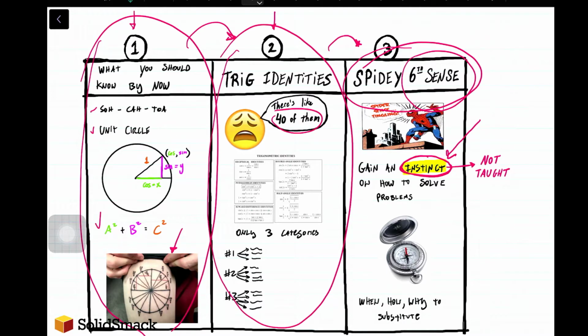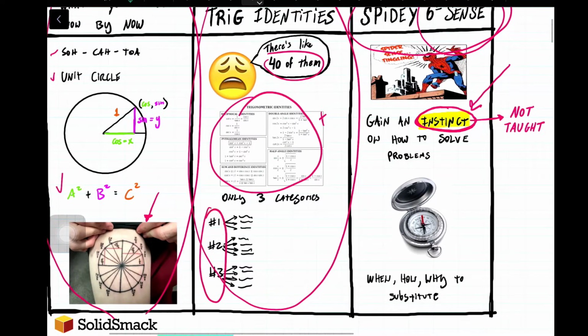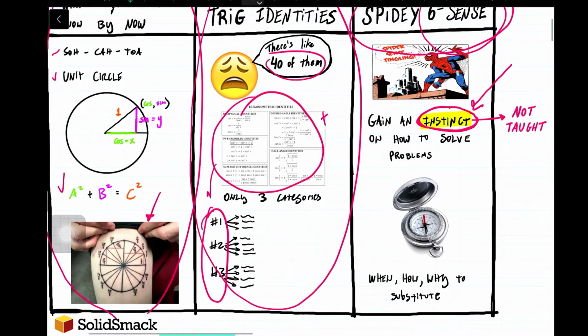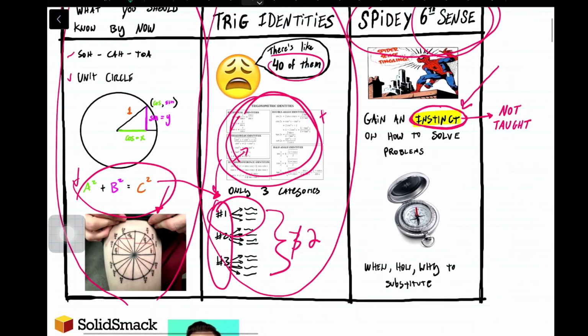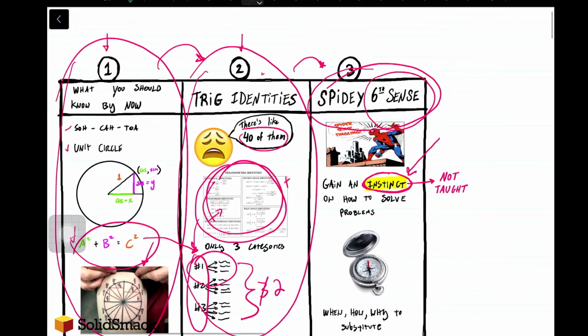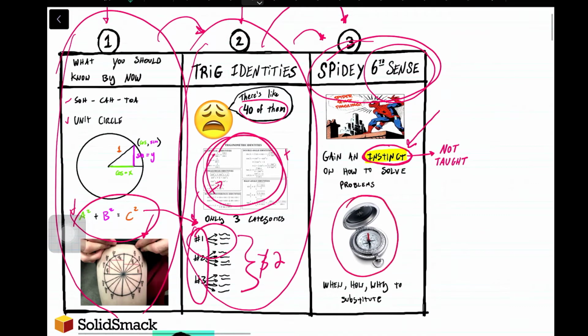I don't know about you, but I was stressed when they first showed me all these trig identities, plus more of them. But I have some good news for you. There are only 3 categories that they all come from. One of these categories you already know: the Pythagorean Theorem. So I'm going to teach you what these 3 categories are, actually 2. From there, you're going to be able to remember all these trig identities a lot better. Once we understand that, we're going to bridge the gap and go to step 3 and gain that spidey sense. I'm going to give you a compass, something that's going to guide you along the journey and teach you how to solve these trig identity problems.